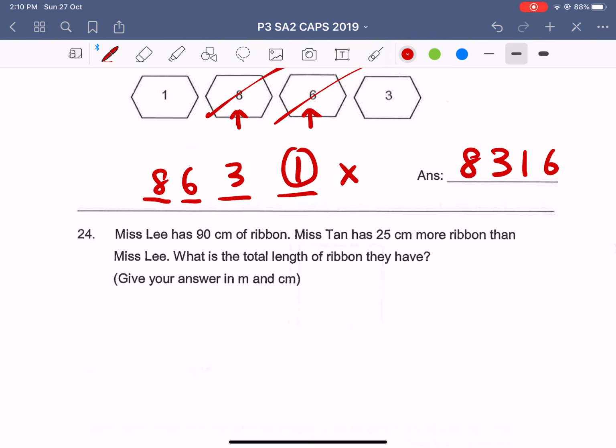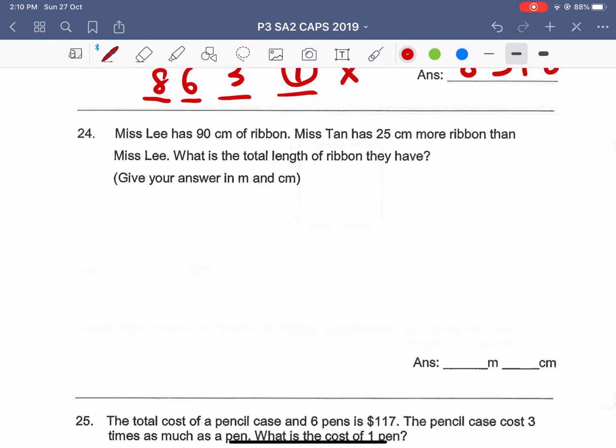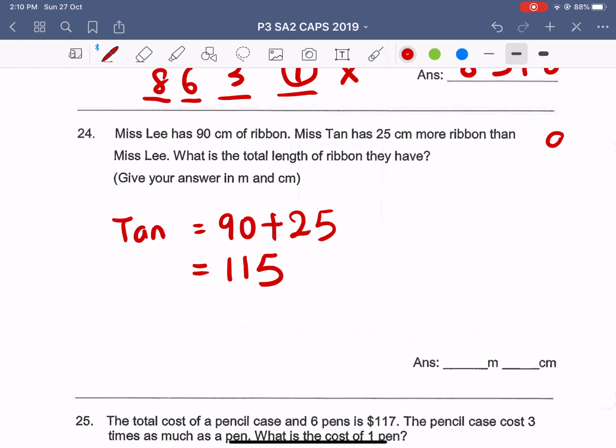Okay, now this is question 24. Miss Lee has 90 cm of ribbon. Miss Tan has 25 cm more. So we will probably want to find out how much Miss Tan has. Miss Tan will be 90 with 25 more, so 115. Let me just do a check to make sure my mental sum is correct.